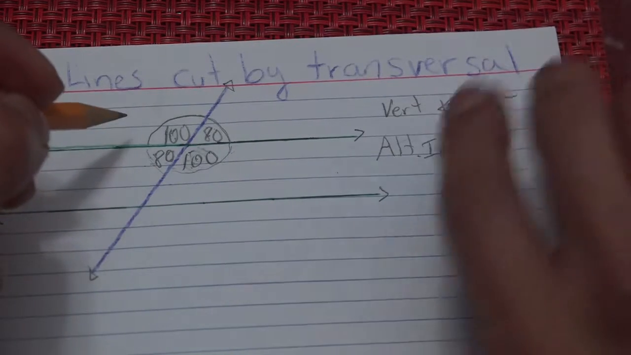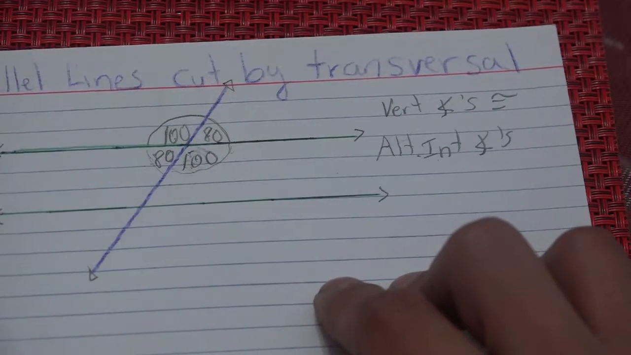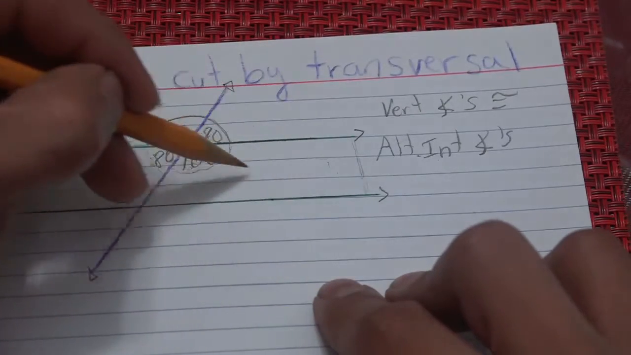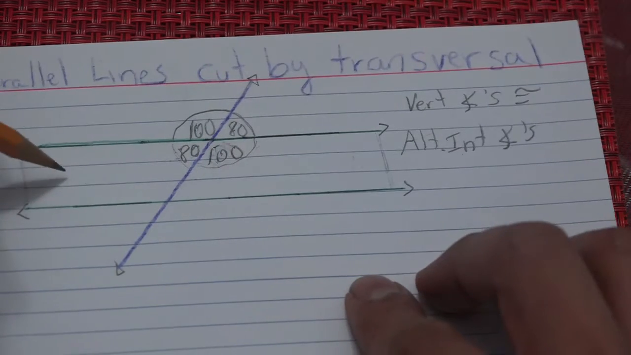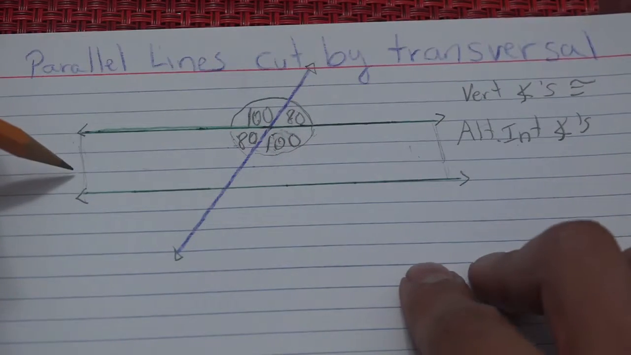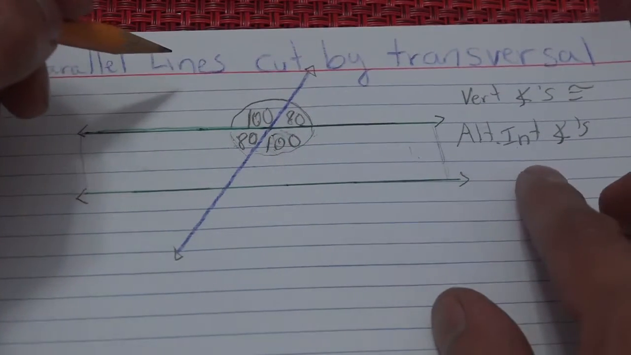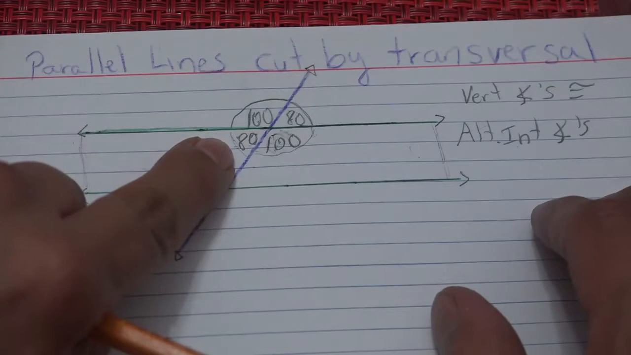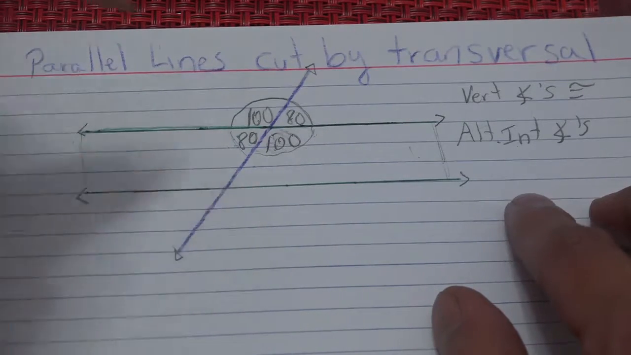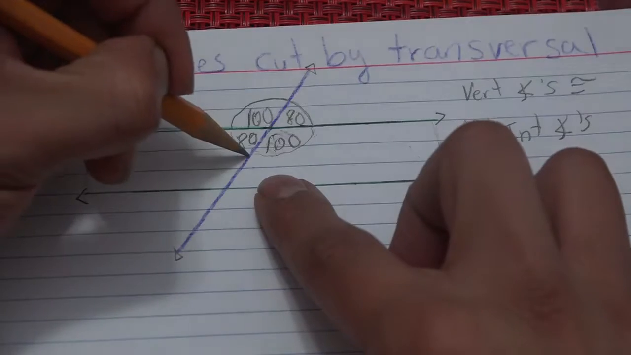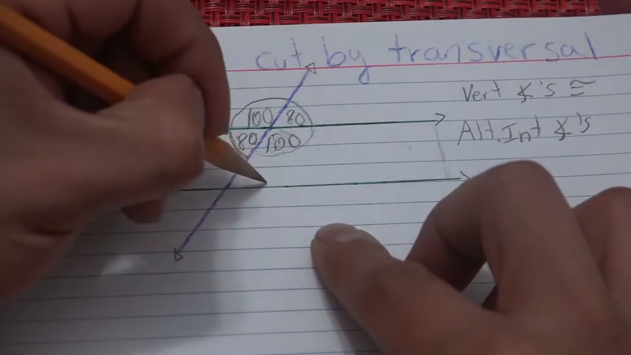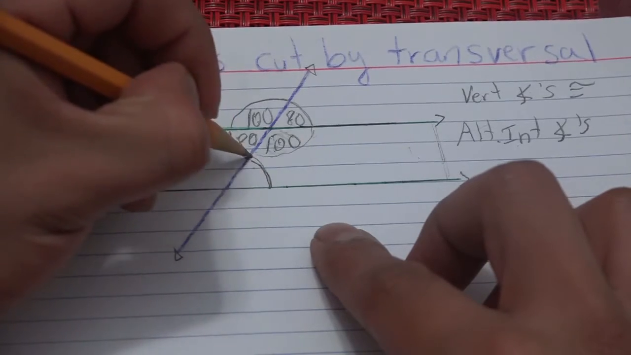Alternate interior angles are nothing more than angles that are in the interior of the parallel lines. You see, this is the interior of the parallel lines. This area right here is the interior. So alternate interior angles are nothing more than angles that are alternating. In other words, one will be up on the left and the other one will be down on the right. So notice something. This is an acute angle. It's 80. How much do you think this angle measures right here? It's also acute.